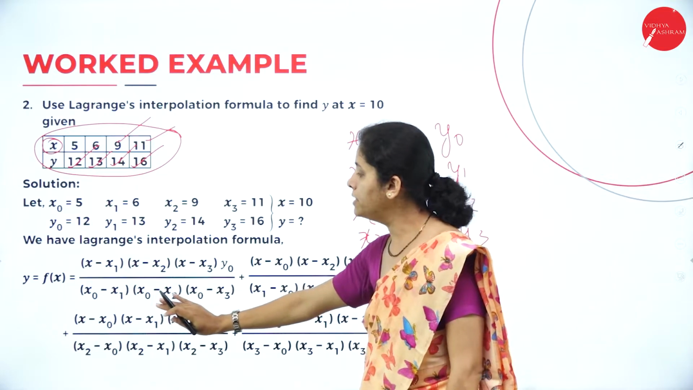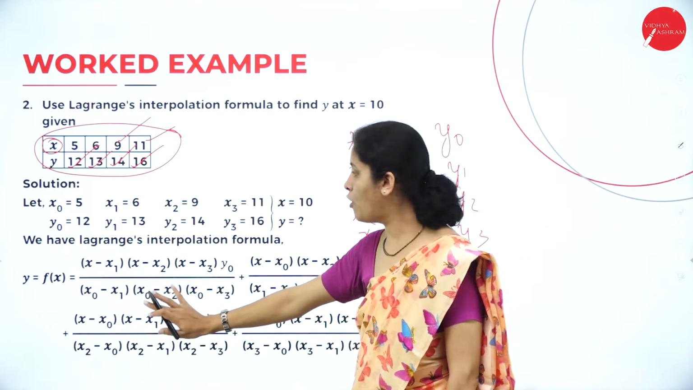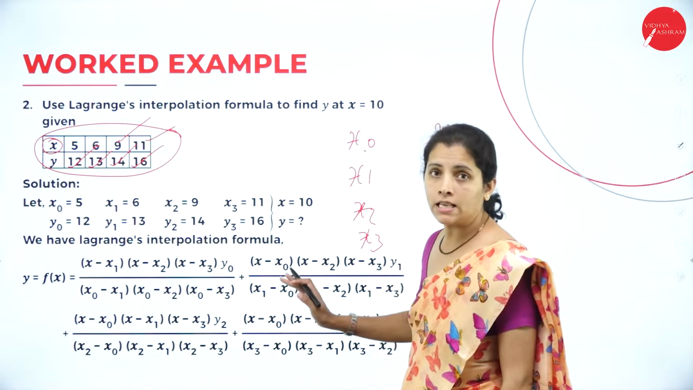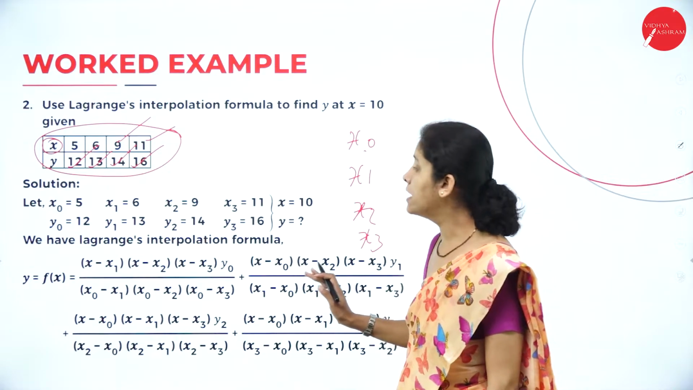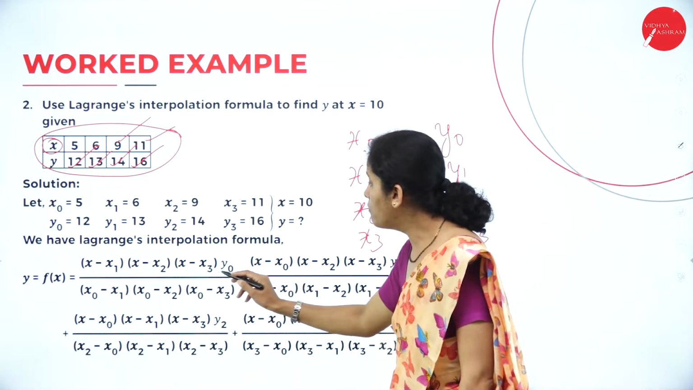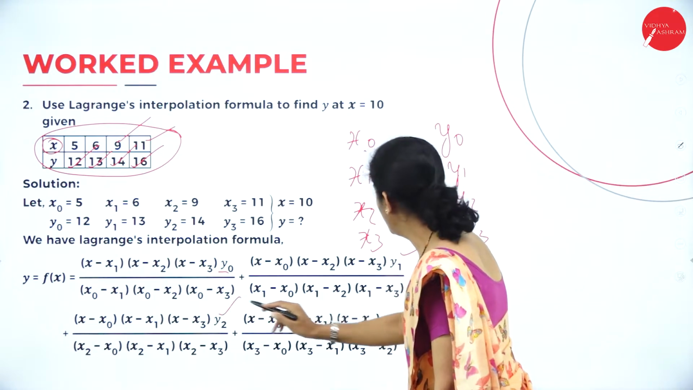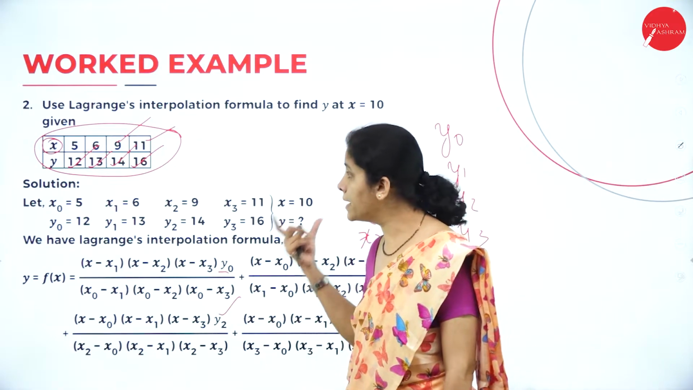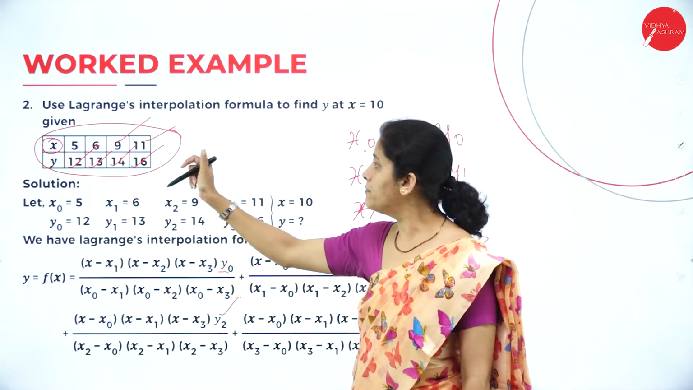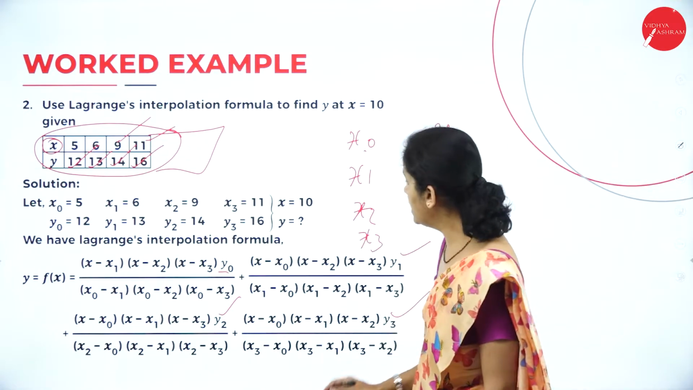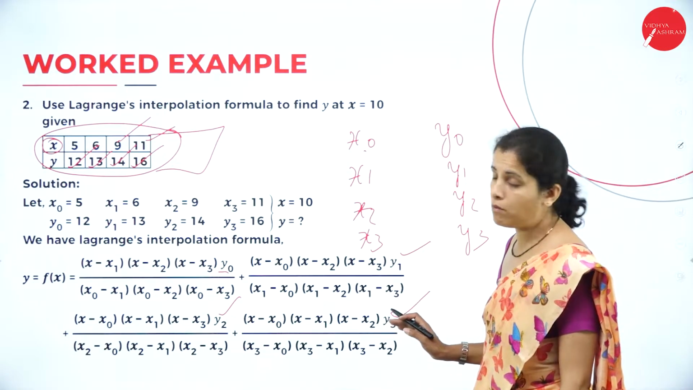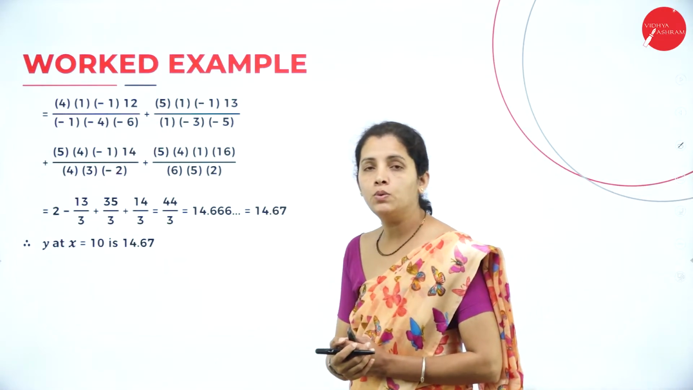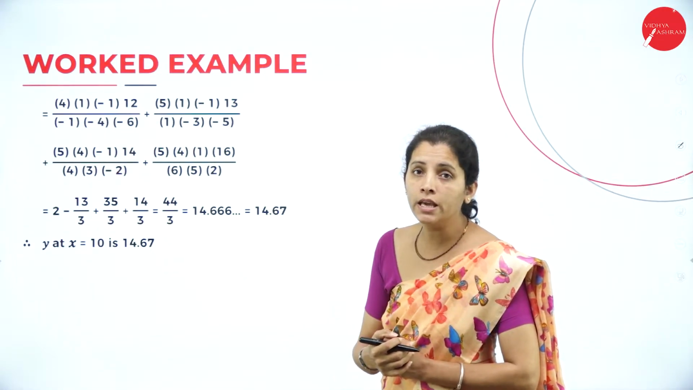Now, I'm going to have the Lagrange's interpolation formula and it starts from x0 to xn minus 1, that is x3. And I have y0, y1, y2 and y3. So, dear student, I'm going to write the formula based on my table. And if I have a 6th column, then up to y5, I want to write the formula. Now, let me substitute the values and compute.